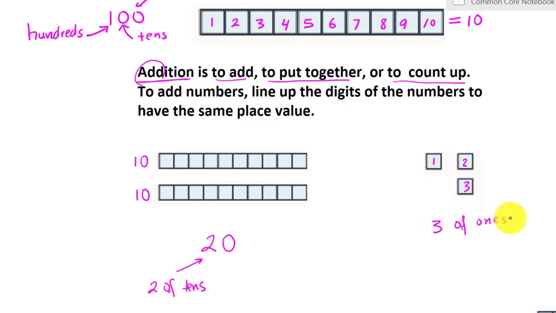So let's learn how to add. To add numbers, always, and I mean always, line up the digits of the number. If some number only has one digit, you just use that one digit. We have to line up the digits to have the same place values. What does that mean? For example, here we have this number 20. The 2 is the tens place, and this is the ones place. But over here, this sample is just the number 3, which is just the ones place. So line them up, the ones with the ones, the tens with the tens.